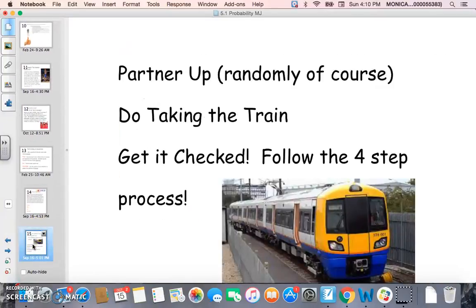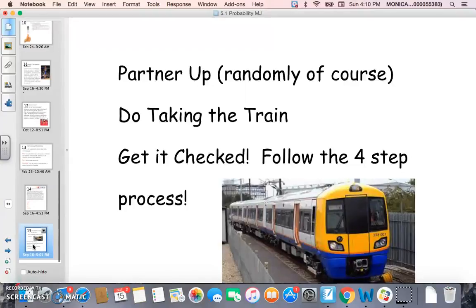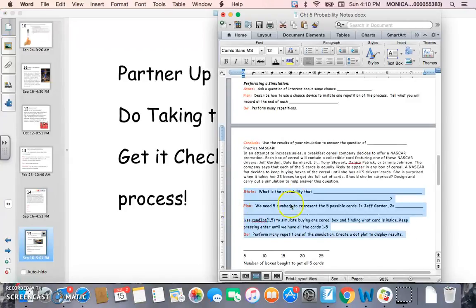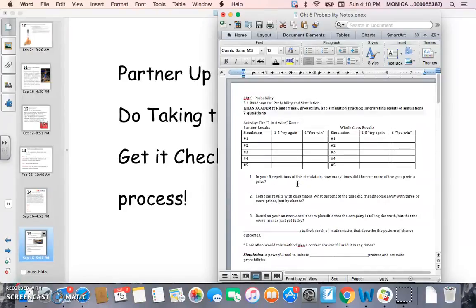All right, here's another example, and this one I'd like you to partner up with somebody. Of course, you got to partner up randomly, and you're going to do the taking the train activity that's on your note sheet. Get it checked and make sure you're following that 4-step process. So I'll check it as you come up to me and you finish. And then you can go ahead and get started on your Khan Academy. And the Khan Academy that you will be doing is over here on your note sheet.